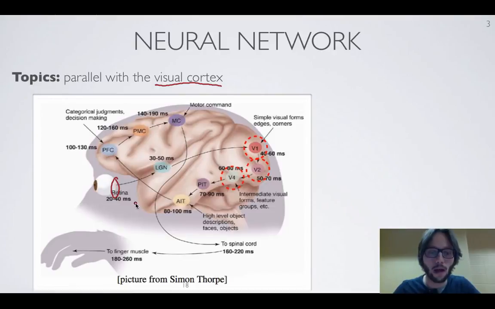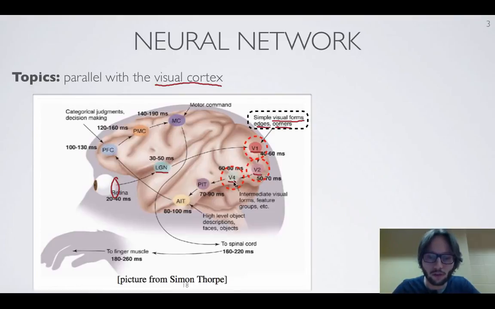So what we know about the visual cortex is that it is decomposed into layers of regions that are connected to each other. Information from the retina is passed to a first region called LGN, and then eventually it reaches another region of neurons, which is called V1. Now, V1 is known to have neurons that are sensitive to particular simple visual forms like edges and corners. And then the activity of these neurons influences the activity of another region called V2.